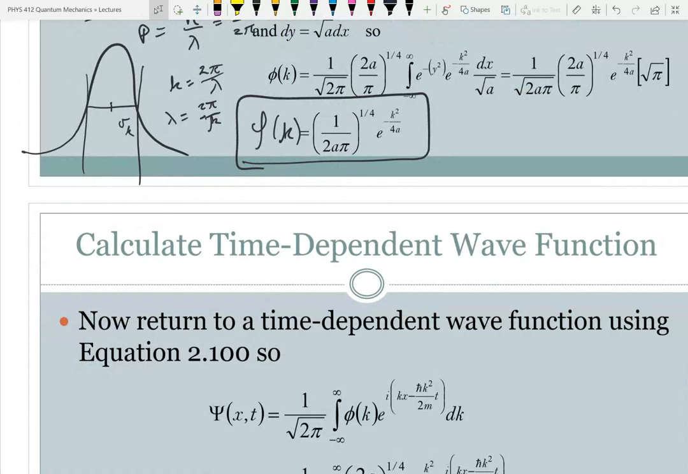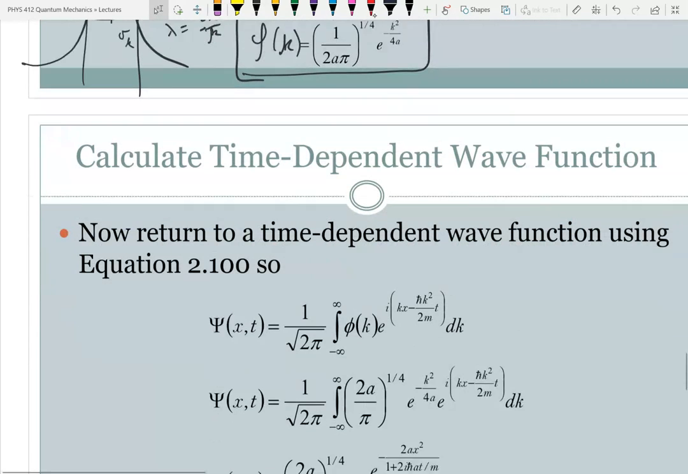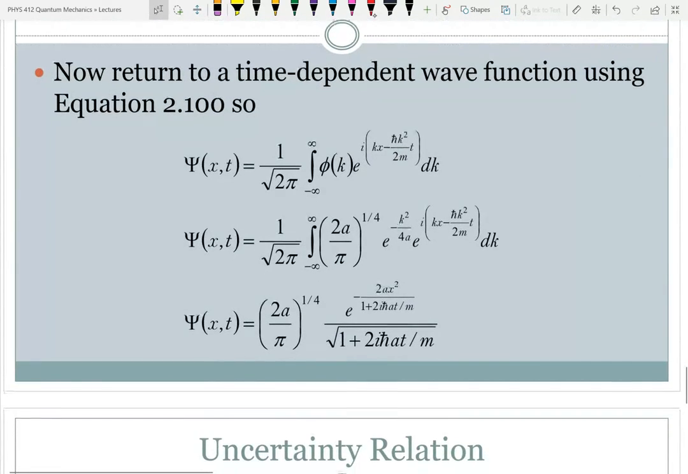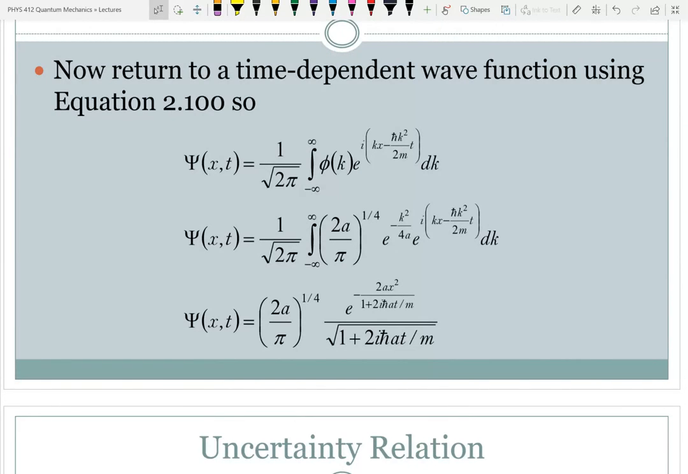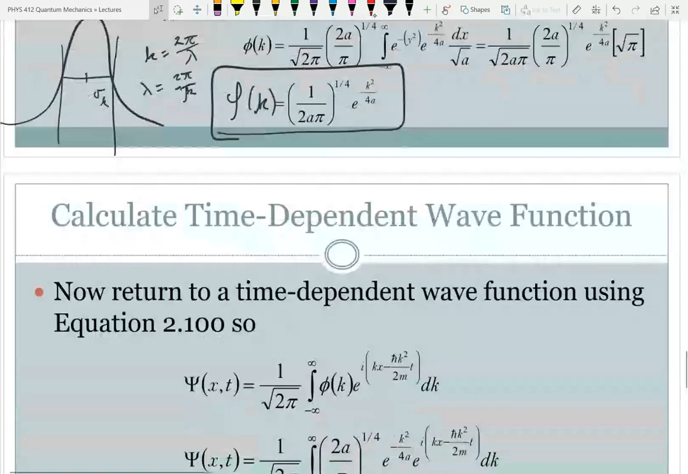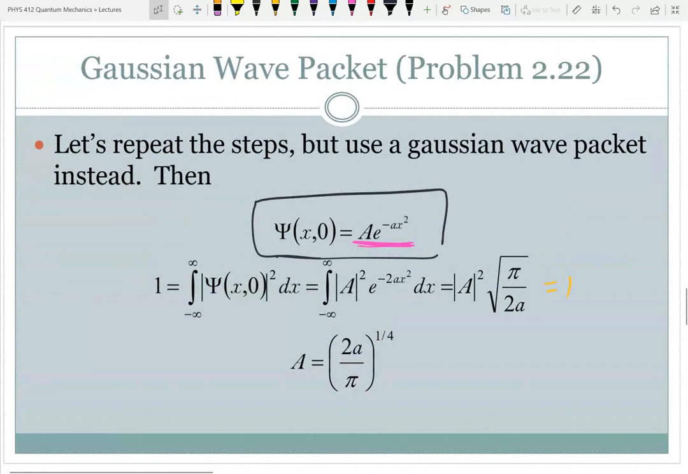Okay, so I didn't do the uncertainty calculations here. Instead, I went straight to, now let's get a time-dependent solution. Now, backing up, this was not a time-dependent solution. This was the initial state. Over time, it's not going to stay in that state.